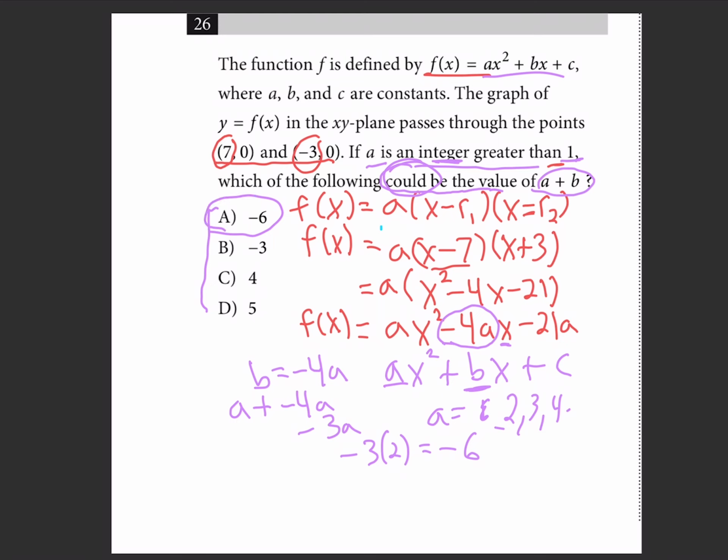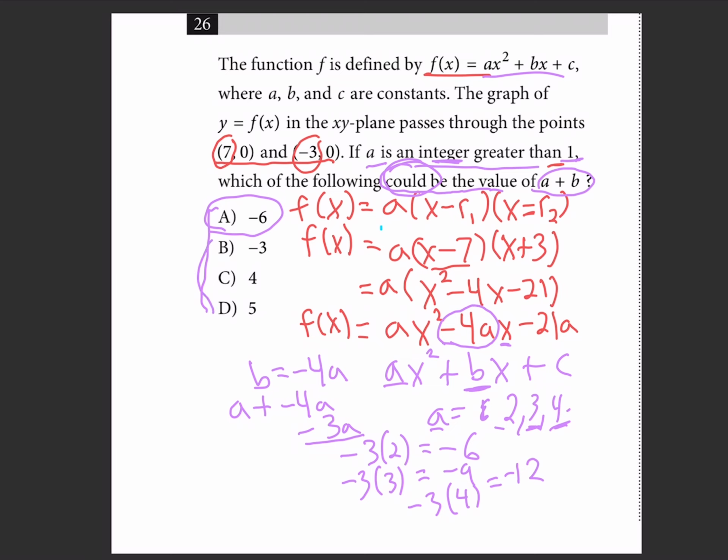So are there other answers possible? Absolutely, because a is any integer above 1, so a could be a 3. So let's say a is a 3, and I use this expression, negative 3 times a. Negative 3 times 3 is negative 9. And if I said that a is 4, because it can be, because it's an integer, I'd get negative 12. So I keep getting different answers, but notice the negative 9 and the negative 12 are not listed here.